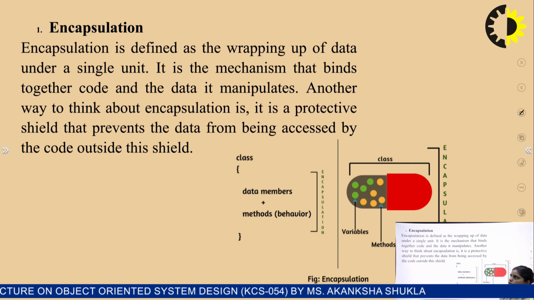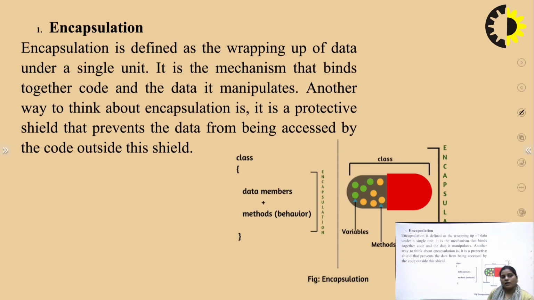Now one of the most important characteristics of OOPS is encapsulation. There are some characteristics which the object oriented approach follows. One is encapsulation. I just told you that classes and objects are also important characteristics or properties of OOPS. The second one is encapsulation, then inheritance, then information hiding, and the last one is polymorphism. I am going to discuss all these properties in this lecture.